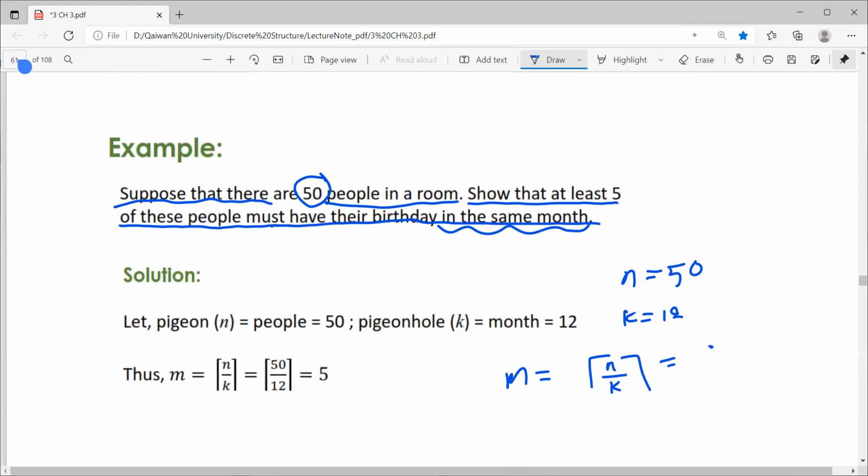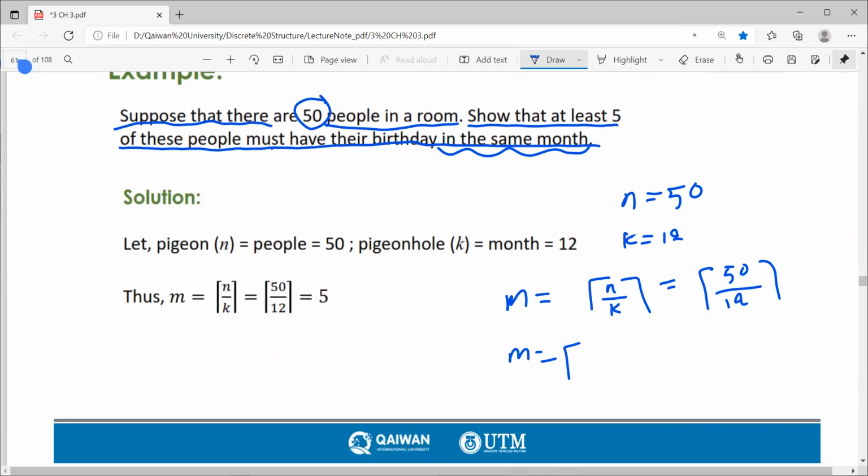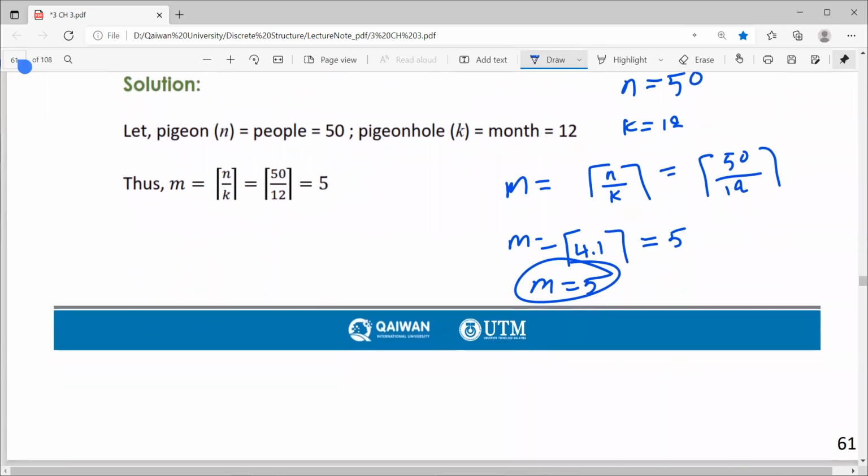What's n? n is 50 divided by 12. And m equals the least integer function of 4.1. So how about the least integer function of 4.1? It's 5. That means m equals 5. So we prove that at least 5 people in the room have their birthdays in the same month. It's the answer for that question. So easy.